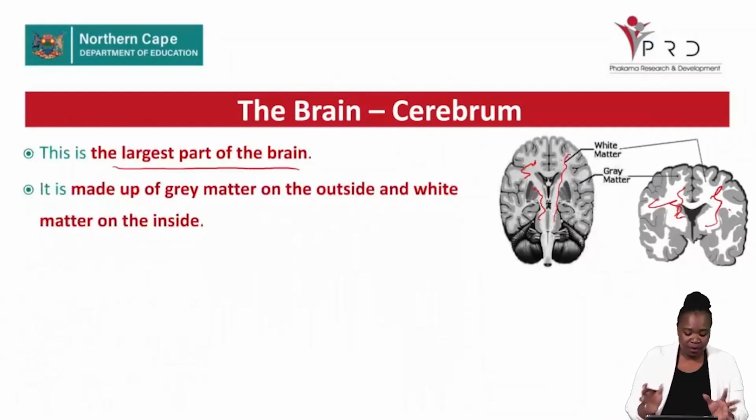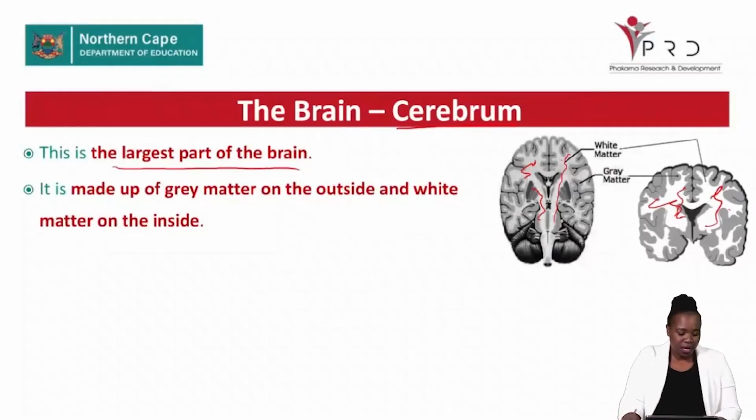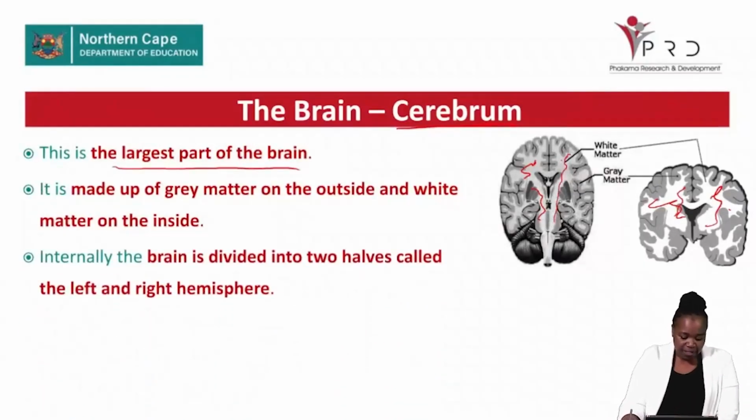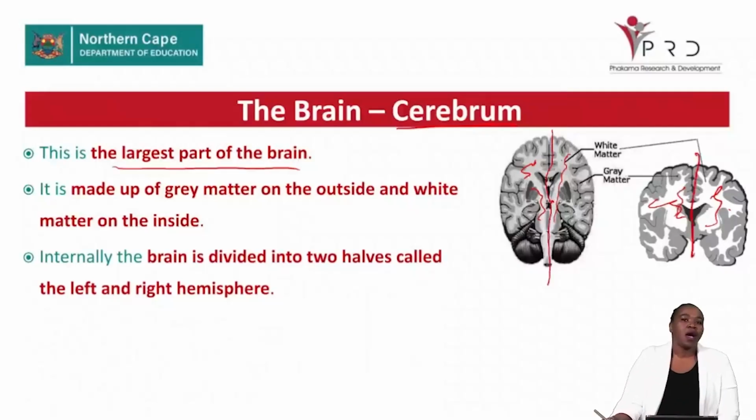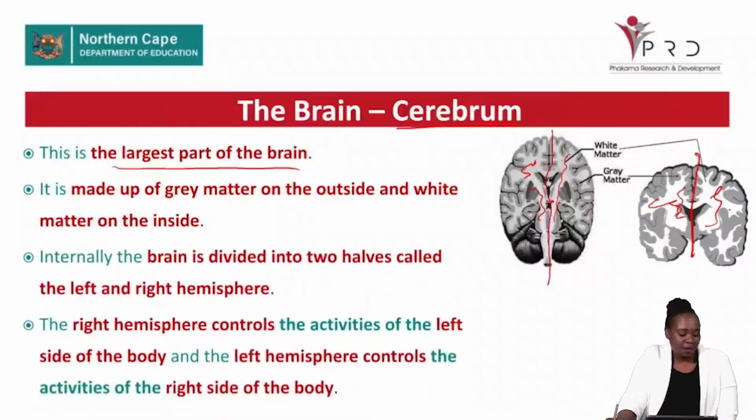Those would be the three main parts that make up the brain, with the cerebrum being the largest part of the brain, right? So as I have said, it is made up of white matter on the inside and gray matter on the outside, right? And then it is divided into two halves. As we can see over here, it is divided into two parts, or two halves, and these two parts are referred to as the hemispheres. So we have the left hemisphere as well as the right hemisphere.